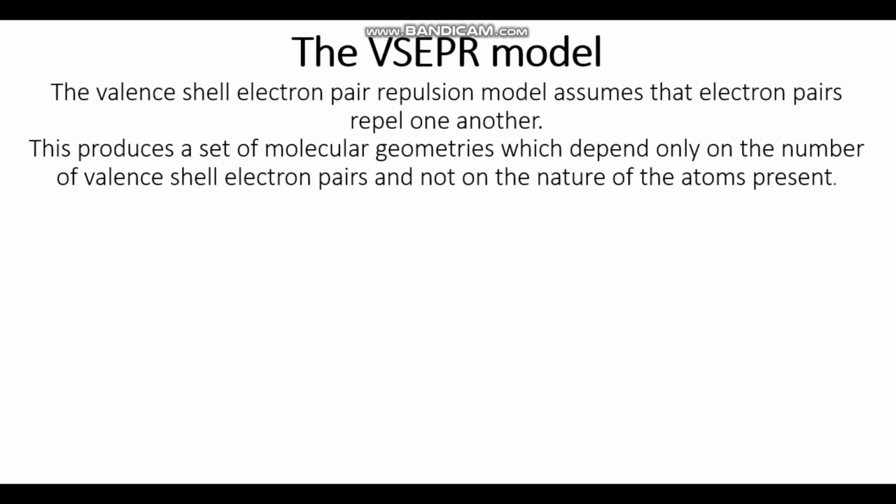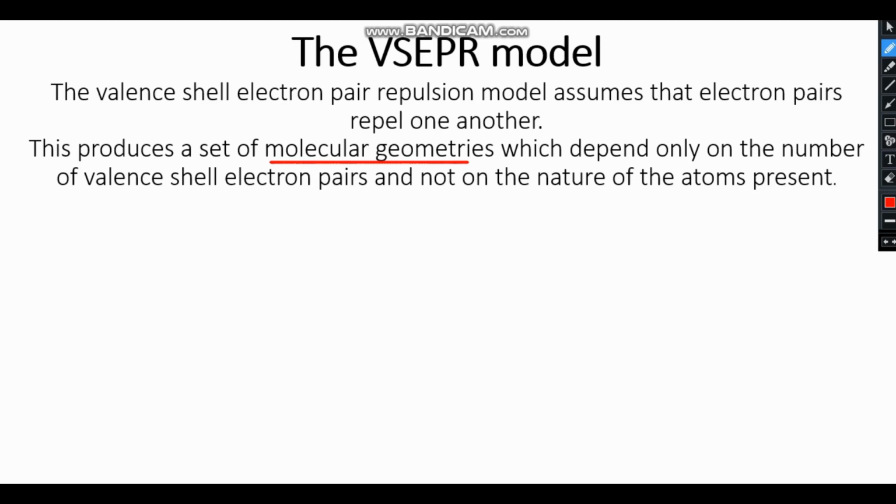So let's see what we have in this video. What is the VSEPR model? Well, this is basically the valence shell electron pair repulsion model, which makes an assumption that electron pairs repel one another.